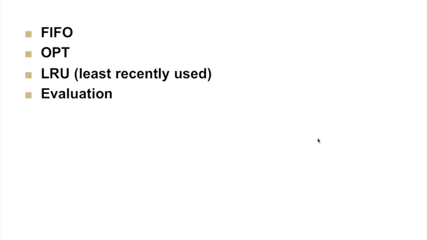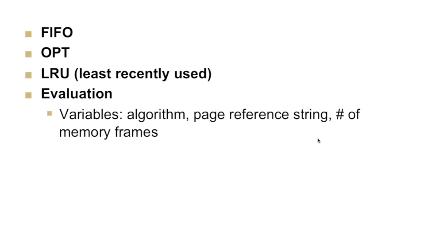So how can we tell which of these algorithms is going to work well? We need to do an evaluation. So how can we do evaluations? Well, in this case, we have a few variables. We have the algorithm that we're using. We have a page reference string, and in that case, we know the sequence of pages that will be accessed by the process. And if we have that information, then we can evaluate the reference string on how many page faults it will cause using that algorithm.